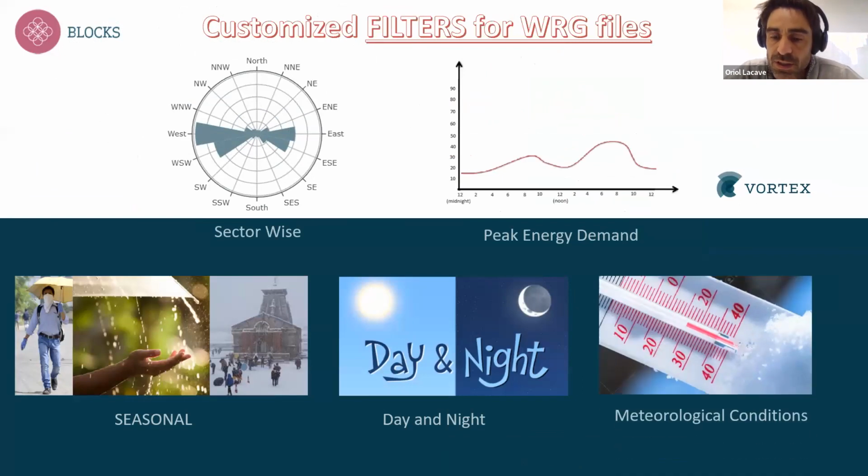explaining it shortly, we save all the simulations so we can filter the time steps we are interested in, and later process that to generate the WRG files or GIS files based on that selection of time steps. And that applies, for example, to day or night cycle, summer, winter, or any other sector-wise filtering or any other meteorological variables conditioning filter.